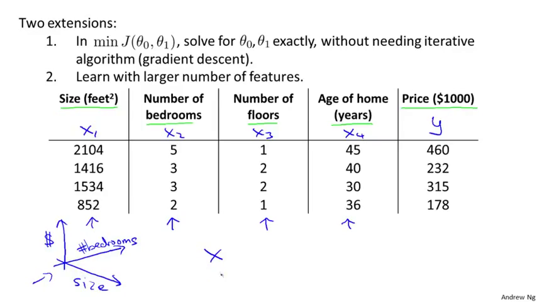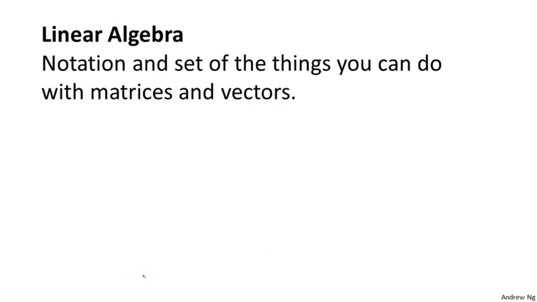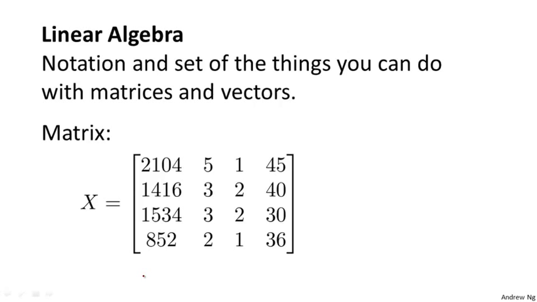So rather than just having X as our feature, we now have X1 through X4, and we're using these subscripts to denote my 4 different features. The best notation to keep all of this straight and to understand what's going on with the data, even when we don't quite know how to plot it, is the notation of linear algebra. Linear algebra gives us a notation and a set of operations that we can do with matrices and vectors. For example, here's a matrix where the first column is the sizes of the 4 houses, the second column is the number of bedrooms, the next is the number of floors, and that was the age of the home.